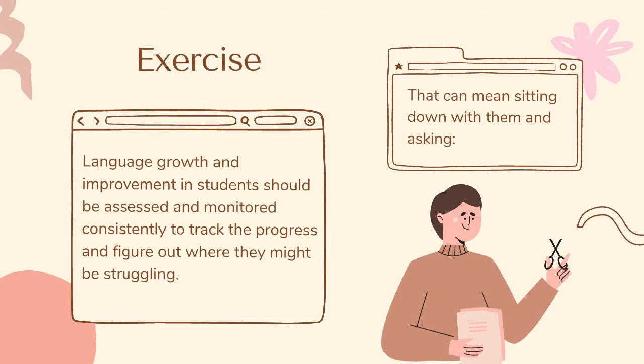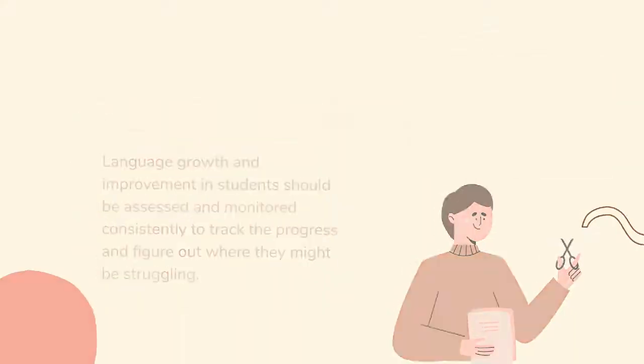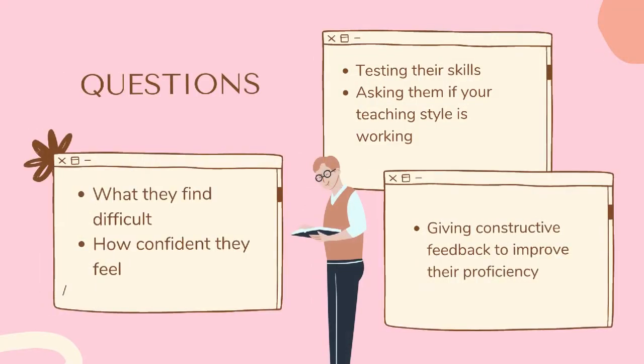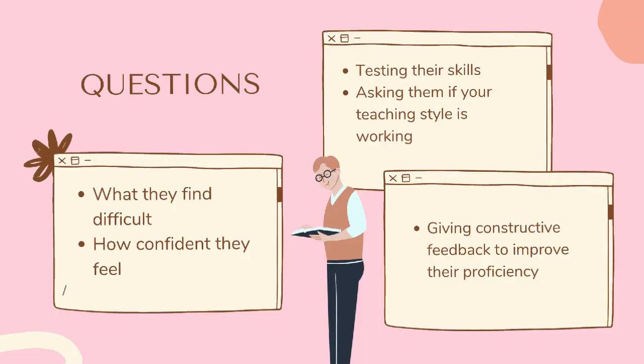Okay? So language growth and improvement in students should be assessed and monitored consistently to track the progress and figure out where they might be struggling. So that can mean sitting down with them and asking. So please remember these important questions that we should develop. First, what they find difficult. So you need to assess them by knowing their difficulties, their weaknesses. Second, how confident they feel. So you will see it by letting them speak or letting them talk to their co-students.